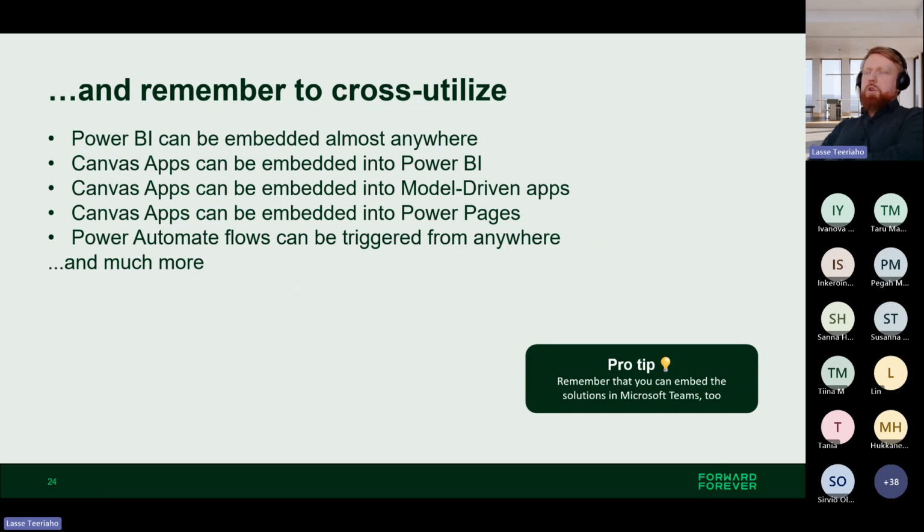Then if the model-driven app's user interface is not decent enough, you can embed a Canvas app in some places so that it will make it a bit more useful. And also, if you have some nice app that your internal users are already using, but you would also like your customers or stakeholders to use it, you can embed a Canvas app in Power Pages as well. And of course, Power Automate flows you can trigger from anywhere.